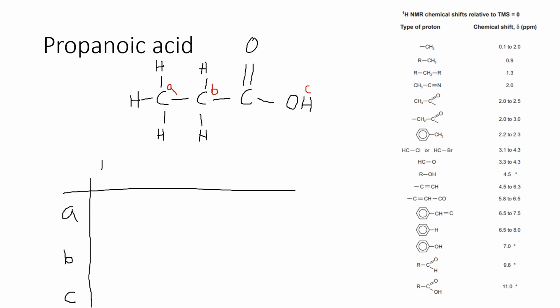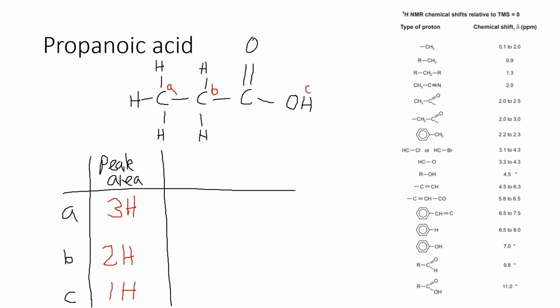So firstly, the peak area. So the relative area of the peaks, sometimes called the integration. Well, A is a CH3 group, so it would have a relative peak area of 3. B is a CH2 group, so that would be 2. And C is only 1 hydrogen. So what this means is the peak area of A would be 3 times as big as C, and so on. Chemical shift, next. Look it up on your data sheet.